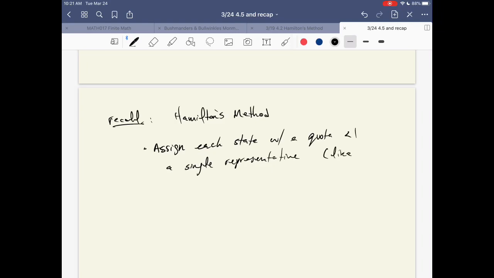Remember, this is like Vermont. We don't quite have a population worth getting above the standard divisor. And since the standard divisor, remember, is how many people correspond to a seat, if we don't have that many people in Vermont, we don't have enough people to correspond to 1 seat. However, we should still get some representation. So this is why we give each state with a quota less than 1 a single representative. Okay. Then round every other quota down.